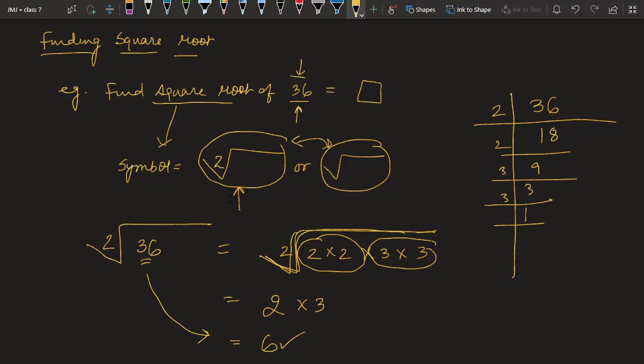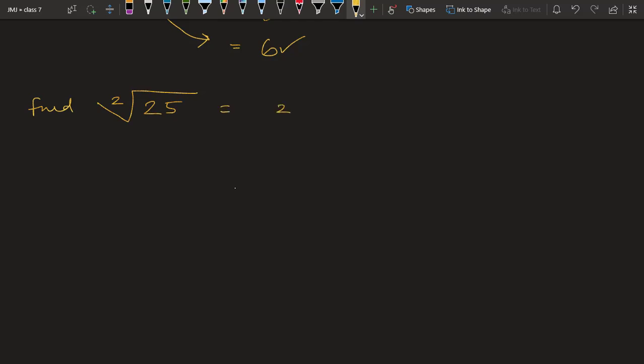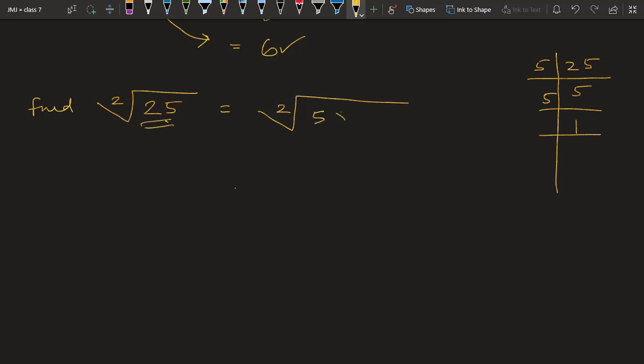Let us take one more example. If someone says find square root of 25. Now what to do? Same thing. We will try to write this 25 in terms of prime numbers. For that, we will go for prime factorization. We all know 5 5s are 25 and 5 1s are 5. So we can write this 25 as 5 into 5.